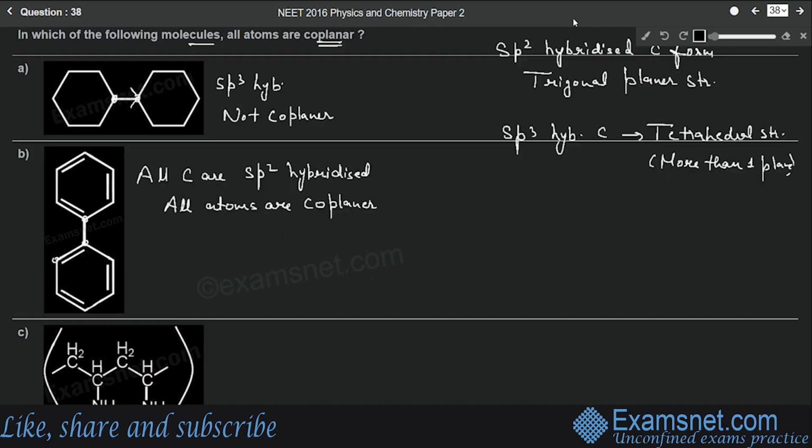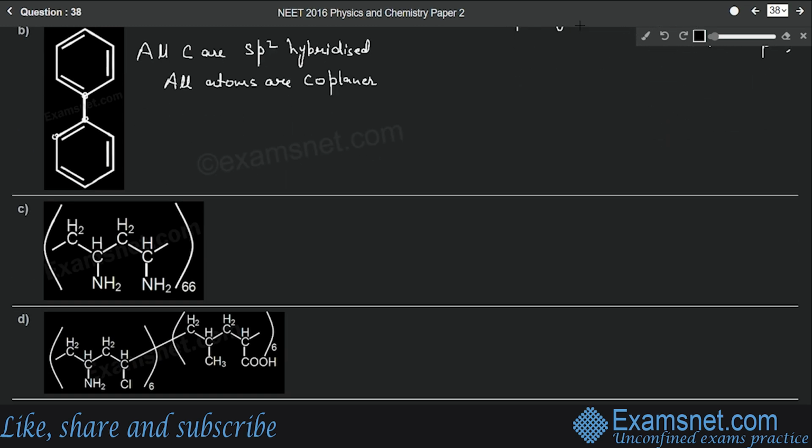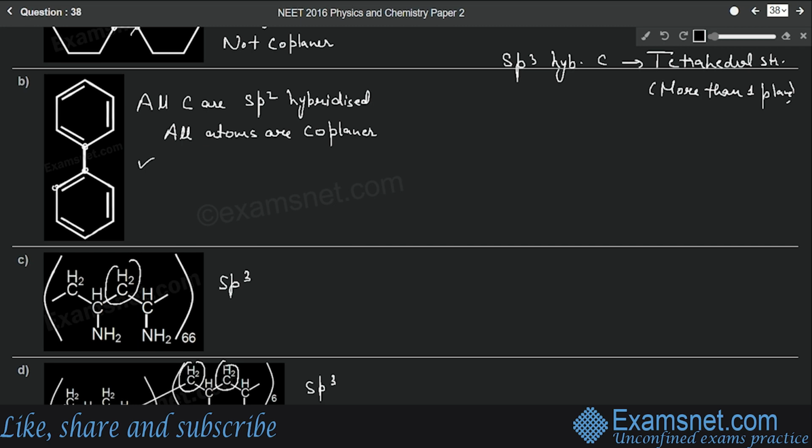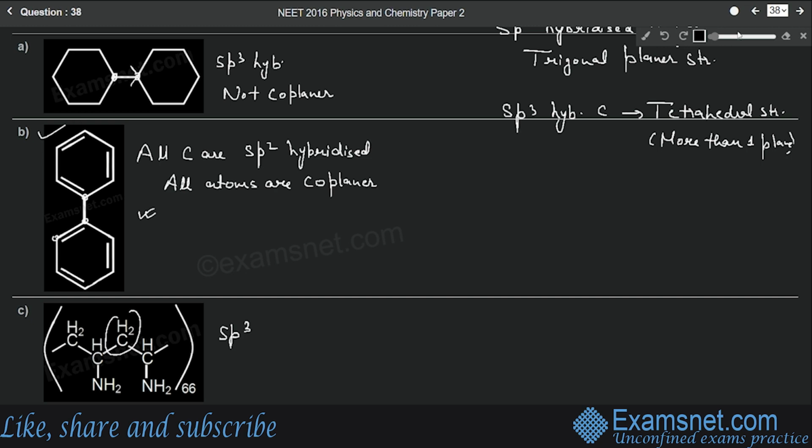Let's see the other options. In the third one sp3 hybridized carbons are present, so it will not be coplanar. And similarly in the last one, it seems to be a very complicated molecule, but even if there is a single carbon that is sp3 hybridized, it will not be coplanar. So you can see there is an sp3 hybridized carbon here. That means the only possible option is the second one. Here all the carbons are sp2 hybridized, so option B will be the correct answer.